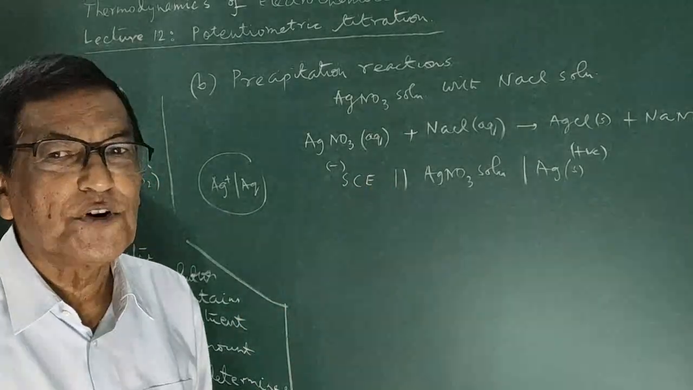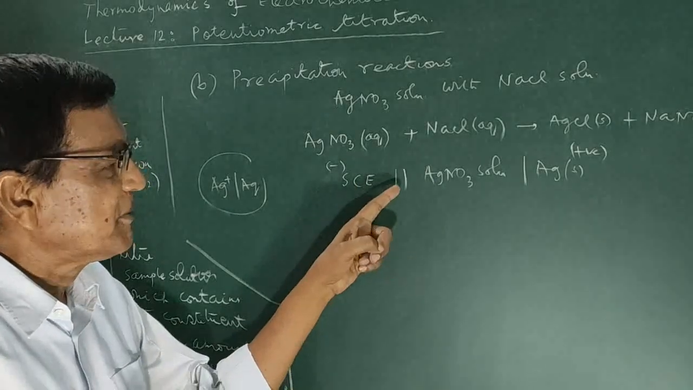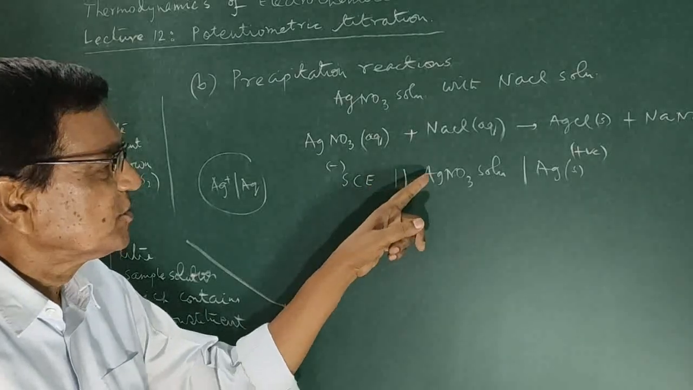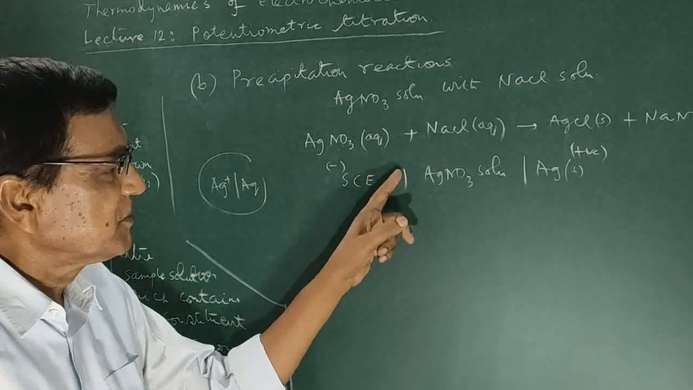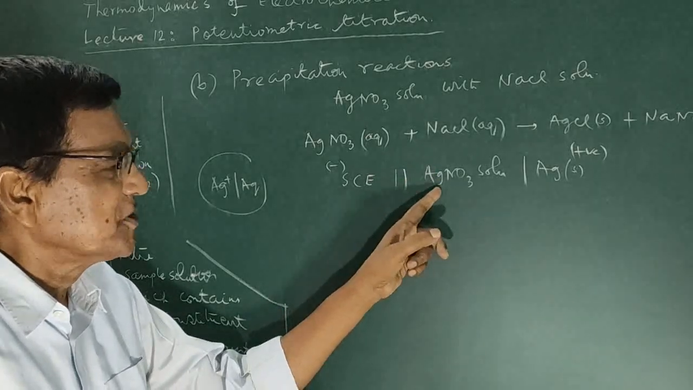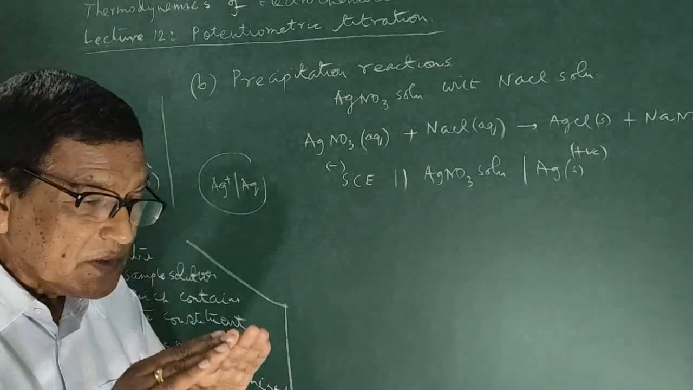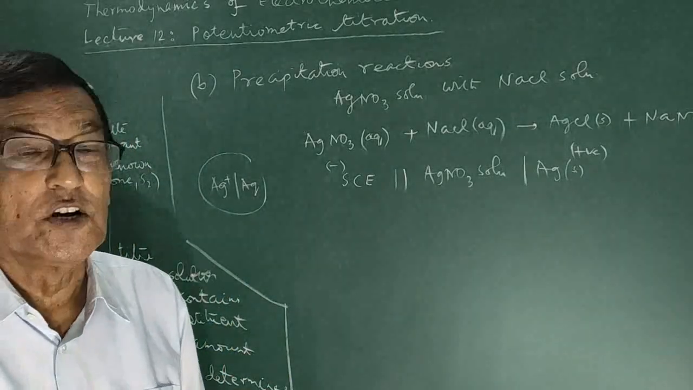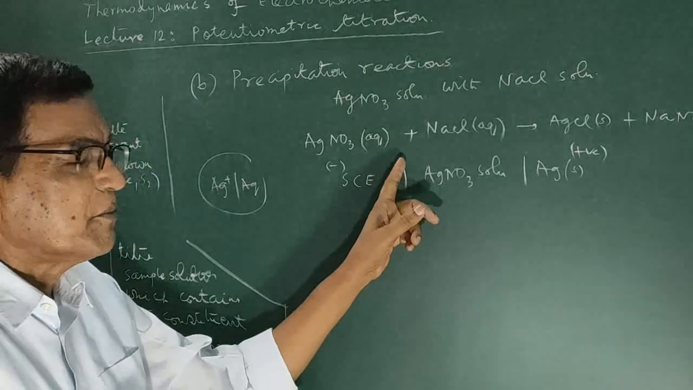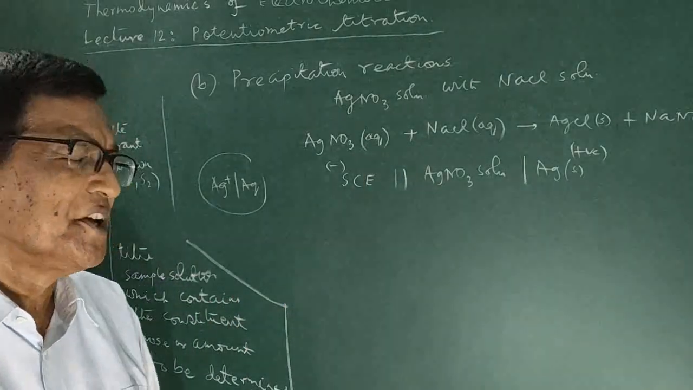It is to be remembered that in this case potassium chloride could not be used in the salt bridge. If we use potassium chloride, the chloride ion of the potassium chloride in the salt bridge reacts with the silver ion, forming the precipitate and blocking the two ends of the salt bridge. We can use ammonium nitrate in this salt bridge to avoid such complications.